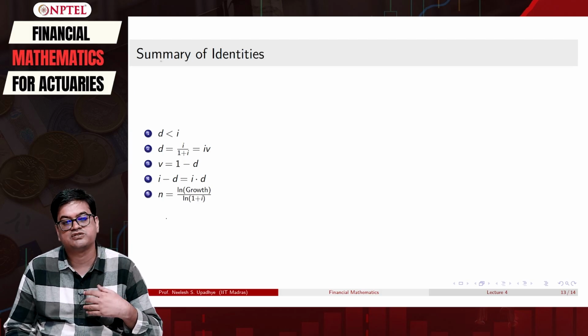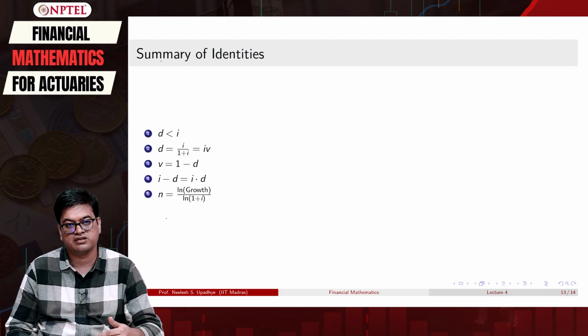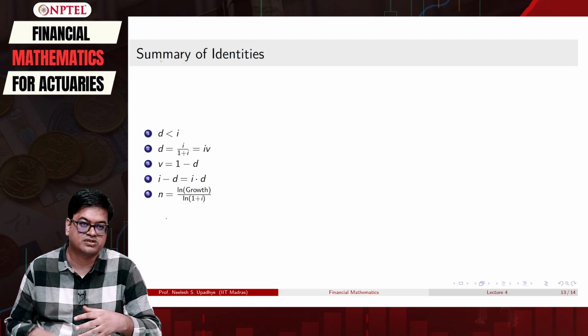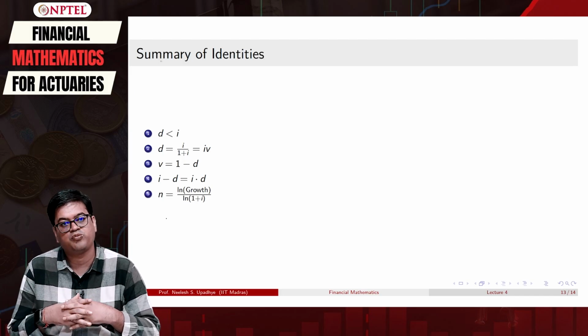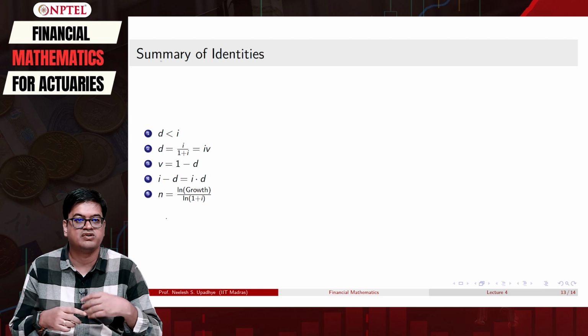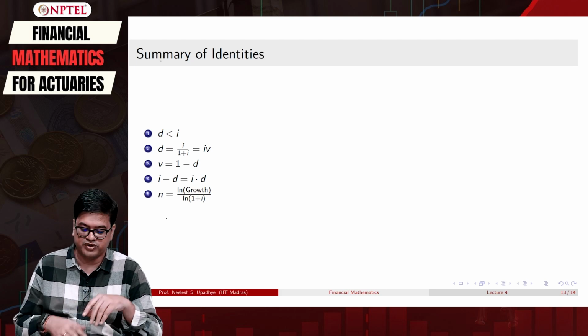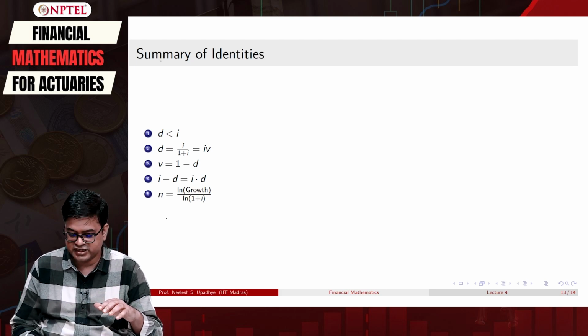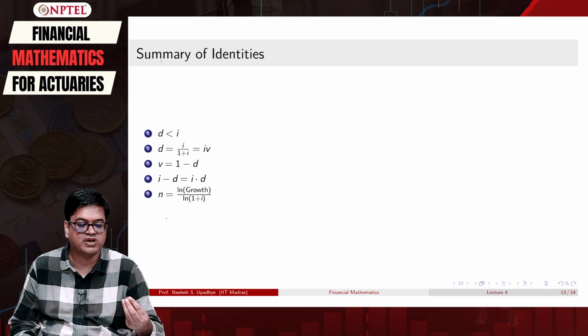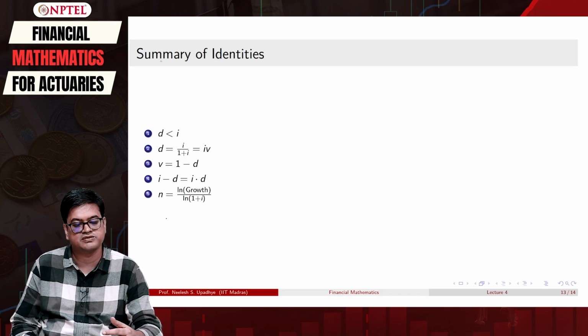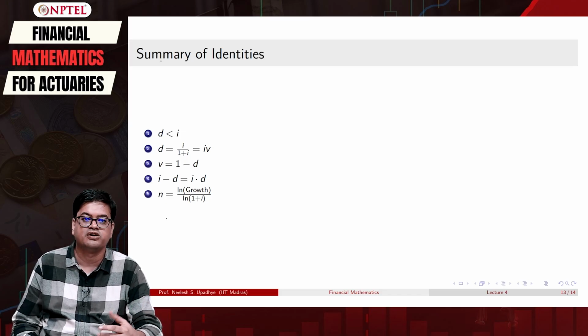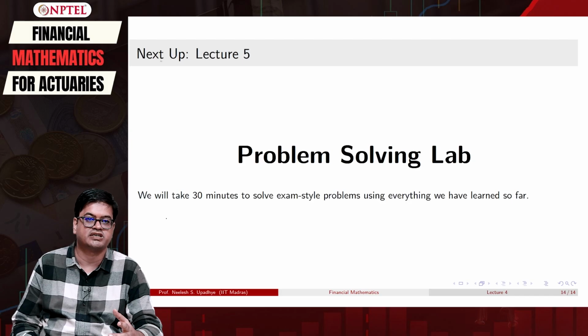And we have solved for unknown n. So where we have actually used ln of the growth that we are estimating upon ln of 1 plus i will give me the expected number of years. These are the identities, and finally we gave one rule of thumb, which is rule of 72, which works well between 4% to 12% interest rates.